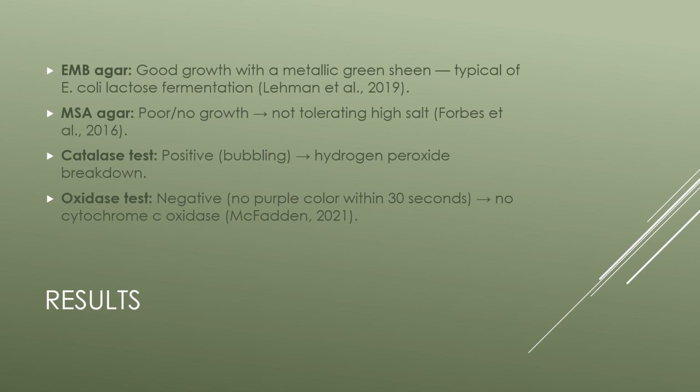So the results were clear on EMB agar. Metallic green colonies were formed, which is also a classic sign of lactose fermentation, typical of E. coli. The MSA plate showed little to no growth, confirming E. coli isn't salt tolerant. The catalase test was positive, producing bubbles that showed hydrogen peroxide breakdown, and the oxidase test was negative, meaning no color change occurred. These findings fit the biochemical profile of E. coli perfectly.